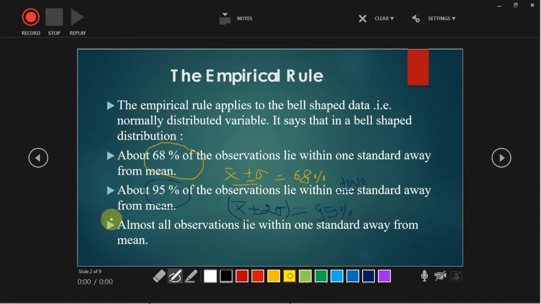And lastly, almost all observations lie within 3 standard deviations away from the mean. Sorry for the typo. 3 standard deviations away from the mean. So it shows that the range x bar plus minus 3 standard deviations covers almost all of the observations. It's 99.7%, which is almost all. In other words, it becomes almost certain that any observation will lie within this range.